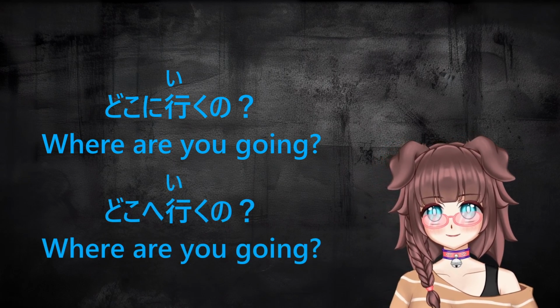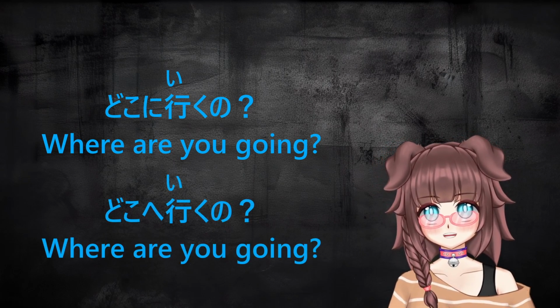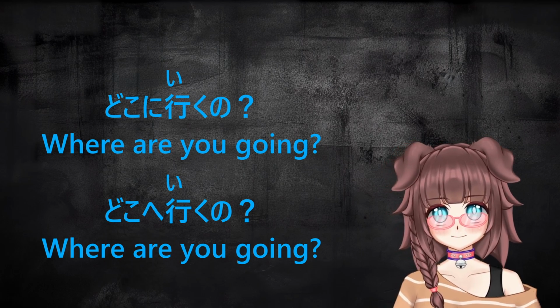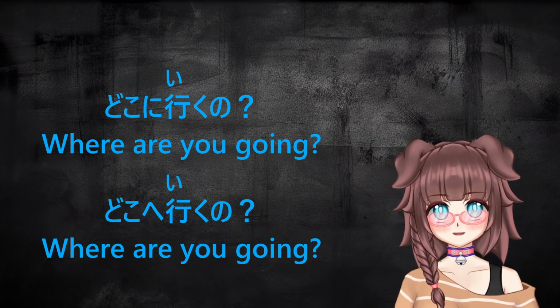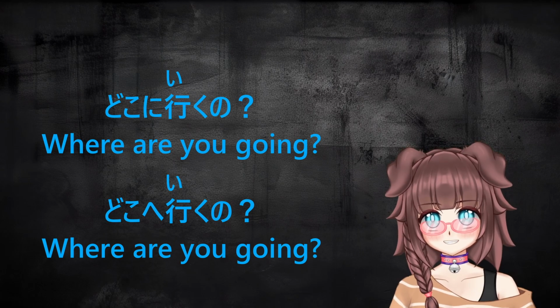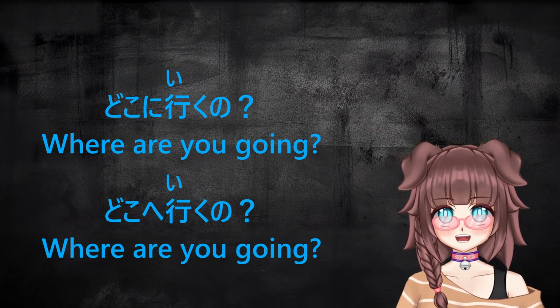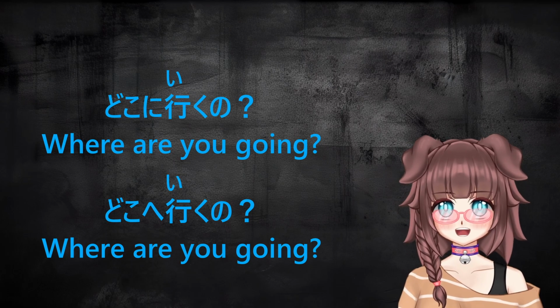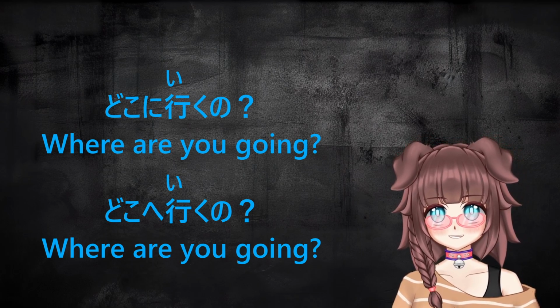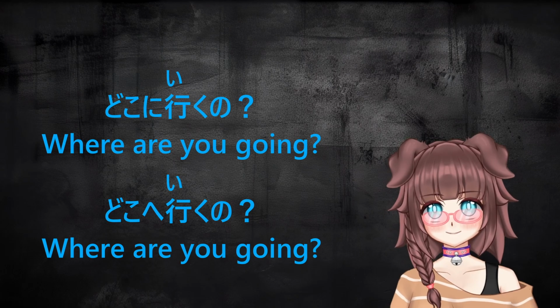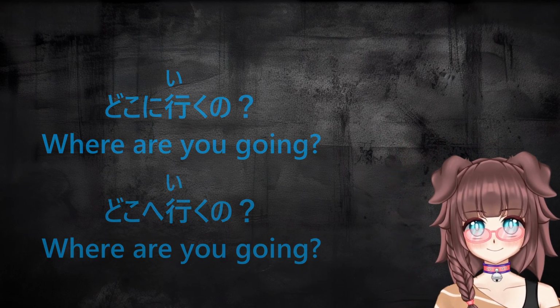And then here's this second example. Doko e iku no? Right? And this time we're using the e particle. Again, doko means where, iku means to go, no is a question marker, and then we have the e particle, which indicates the direction of travel. So there we go. They're the same. I hope that cleared things up for you. See you next week.